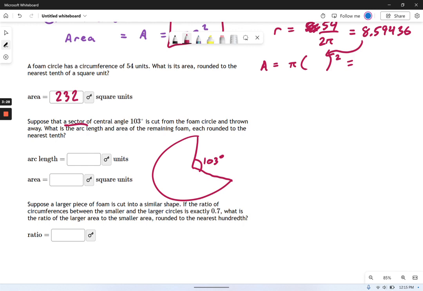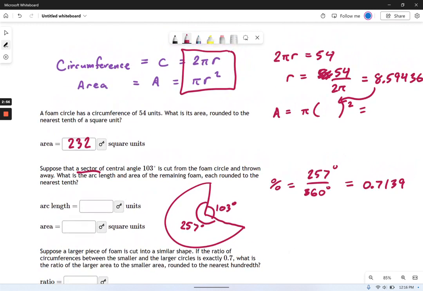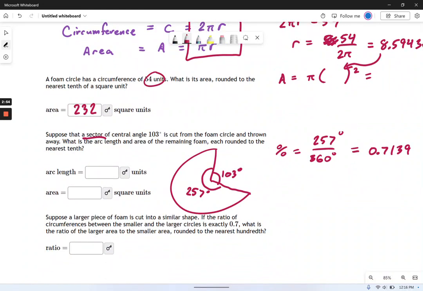Well, this is easy if you know what percentages are. The percentage of the circle that remains is this angle divided by 360. And this angle right here is 257 degrees. It's the difference between 360 and 103. So my percentage equals 257 degrees, that's the portion left, divided by 360, that was the original. Okay, so 257 divided by 360 is 0.7139.